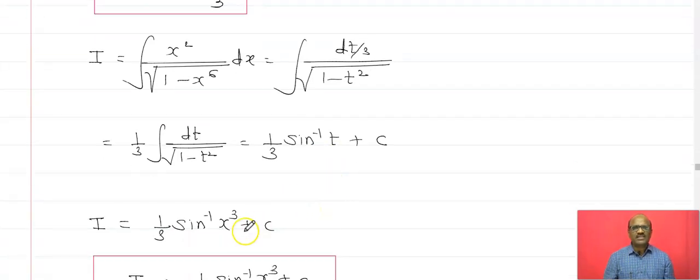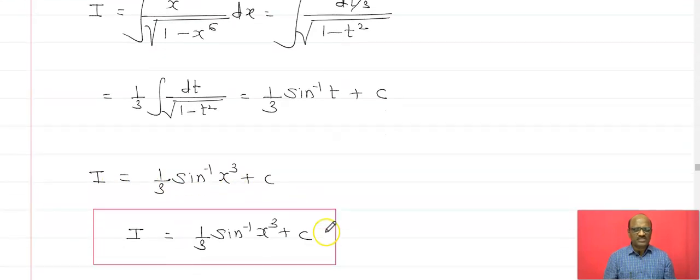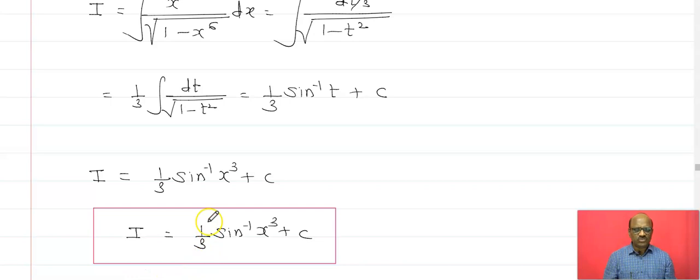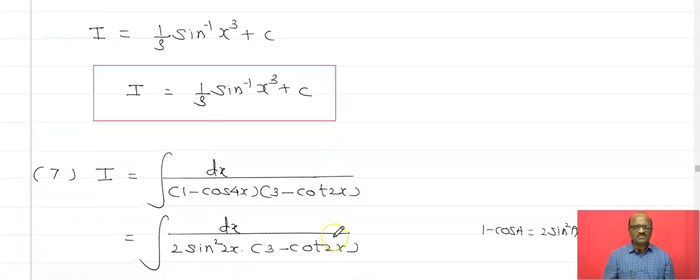But what is the value of t? t is x cube. That is I is equal to 1 by 3 sine inverse of x cube plus c, and hence the answer is I is equal to 1 by 3 sine inverse of x cube plus c.